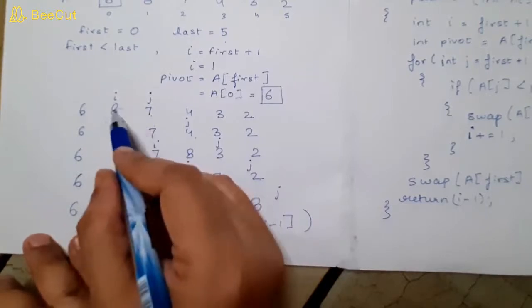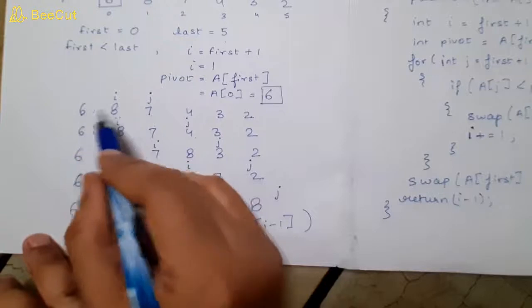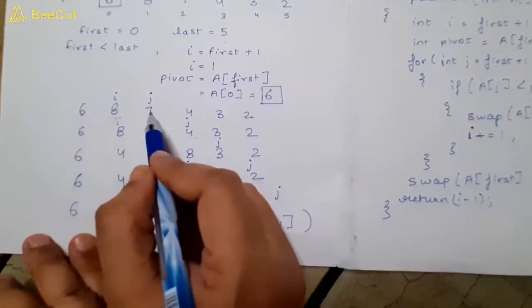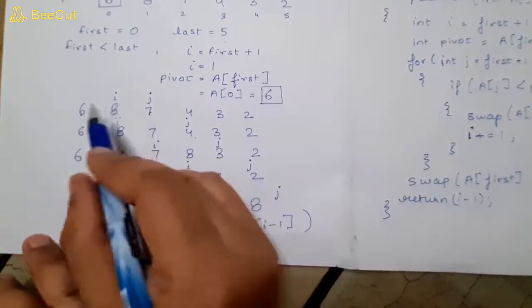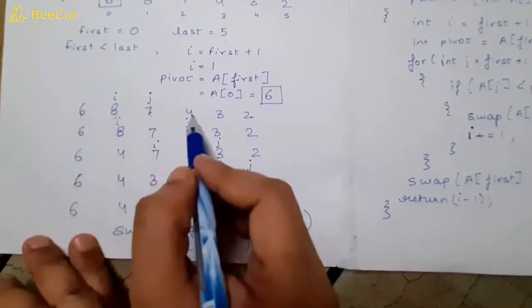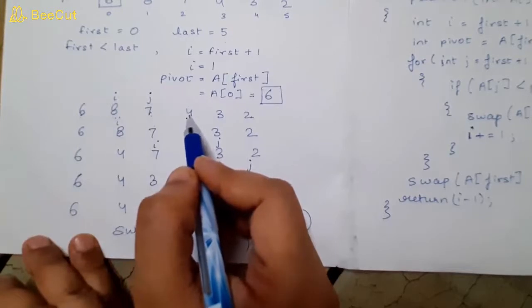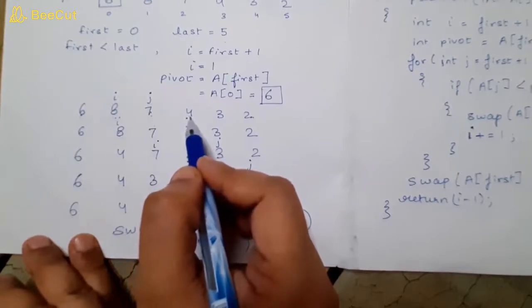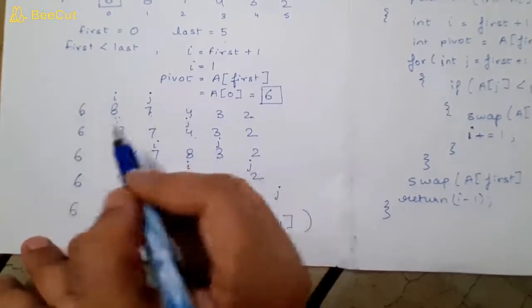So we'll check 8 with 6. 8 is not less than 6, then simply j plus plus, j will come here. Then again you'll check a of j with pivot. 7 is not less than 6, j will move further, j will come here. When you check array of j with pivot, this time 4 is less than 6.